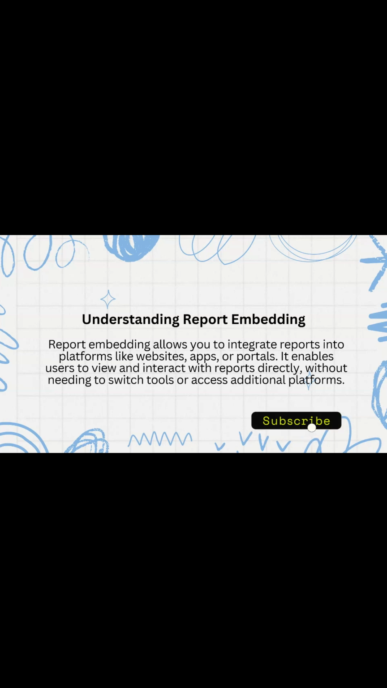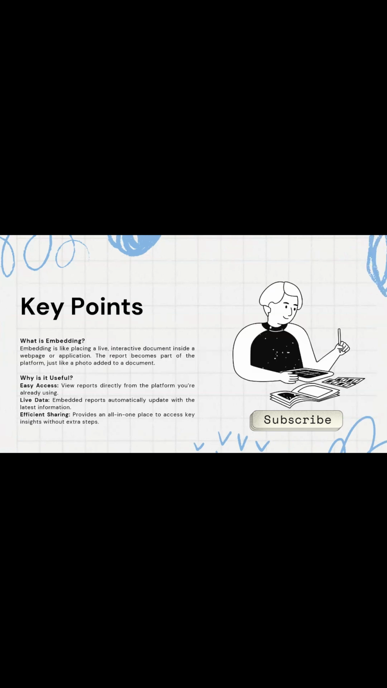The report embedding allows you to integrate reports into platforms like a website, apps or portals. It enables users to view and interact with the reports directly without needing to switch tools or access additional platforms. Let's understand what embedding is. Embedding is like placing a live interactive document inside a web page or application. The report becomes a part of the platform, just like a photo added to a document.